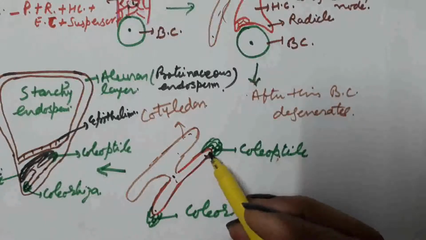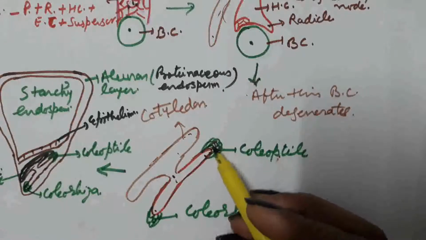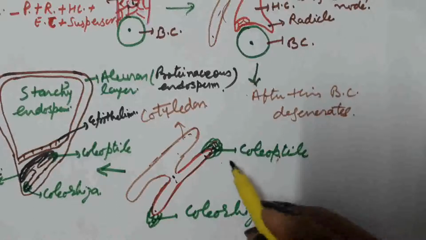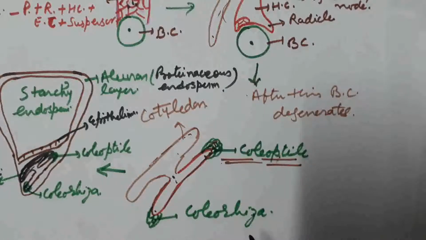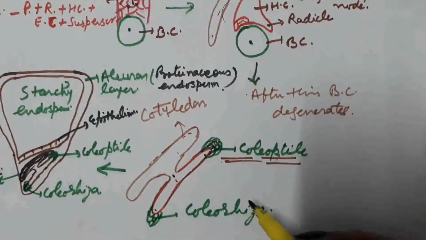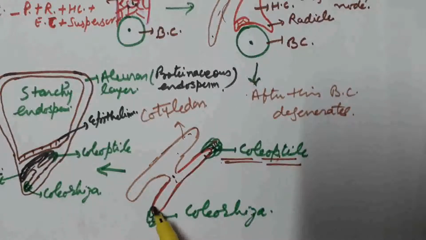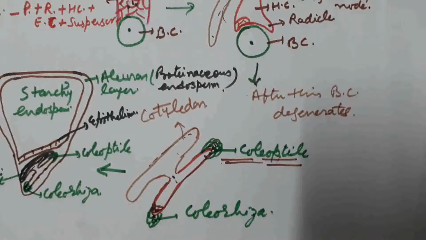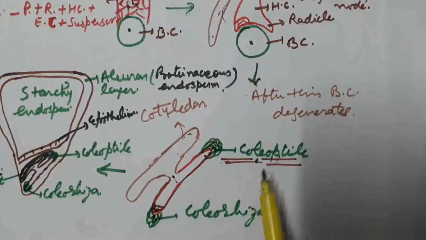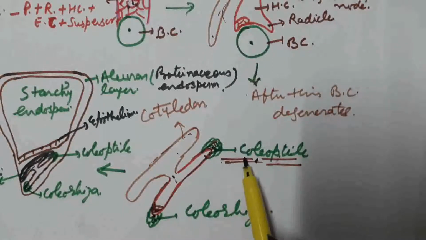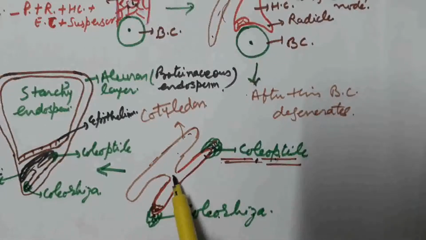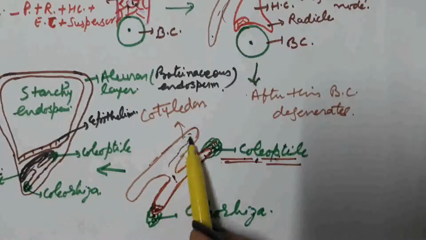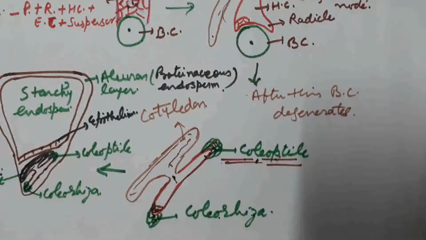In the case of the monocot embryo, the plumule is covered with a protective covering known as the coleoptile, and the radicle is covered by a protective covering of cells known as the coleorhiza. So in the monocot, at the place of plumule we use the term coleoptile, and at the place of radicle we use the term coleorhiza. In between them is the cotyledonary node through which the single cotyledon or scutellum is found attached.